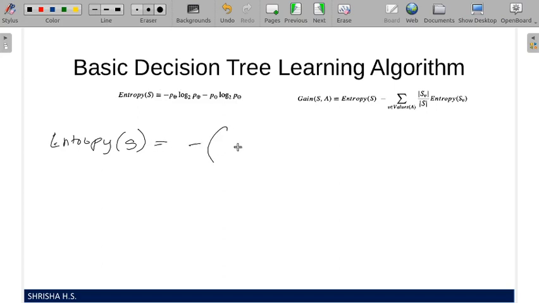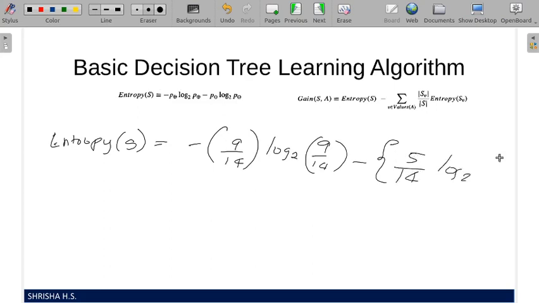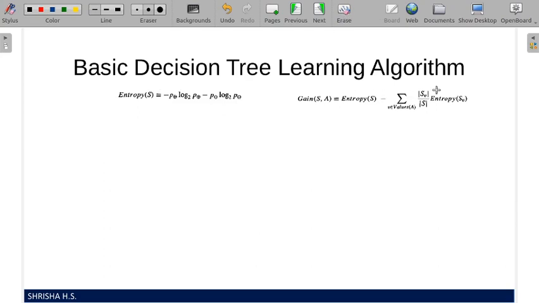So straight away we can write, we have seen this, so log 2 9 by 14 minus 5 by 14 log 2 5 by 14, so that will be equal to 0.940. This will be the entropy of S for the whole data set which we have now. As we already have our entropy, let's start calculating the information gain for outlook.